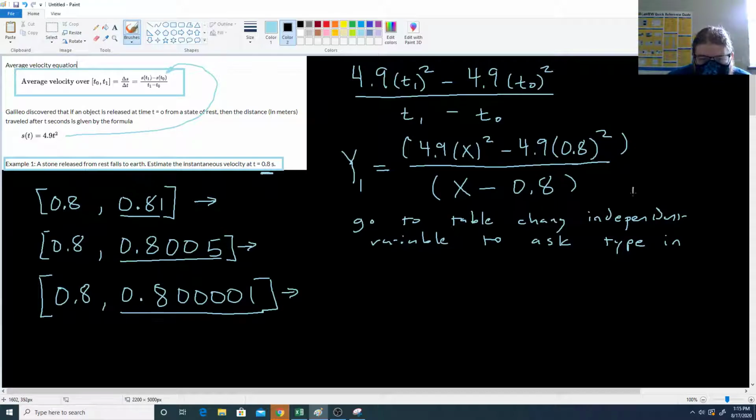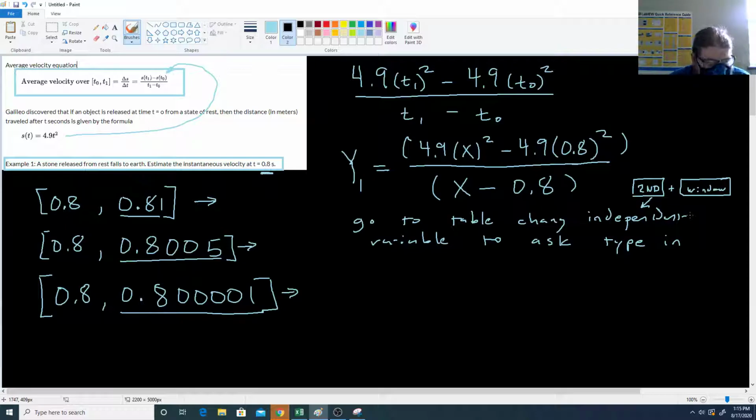So you hit the second button, and then you also hit the window button. And that'll let you get into here where you can change the independent variable to ask. Then you'll hit second table, and you'll be able to type the numbers in.